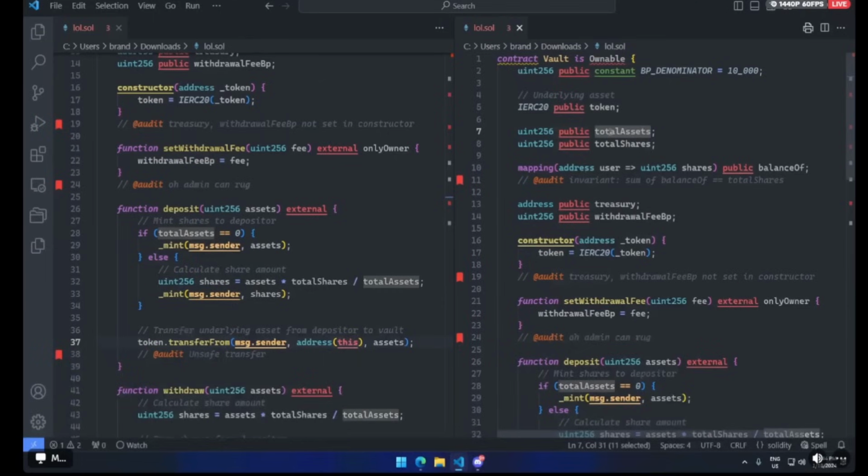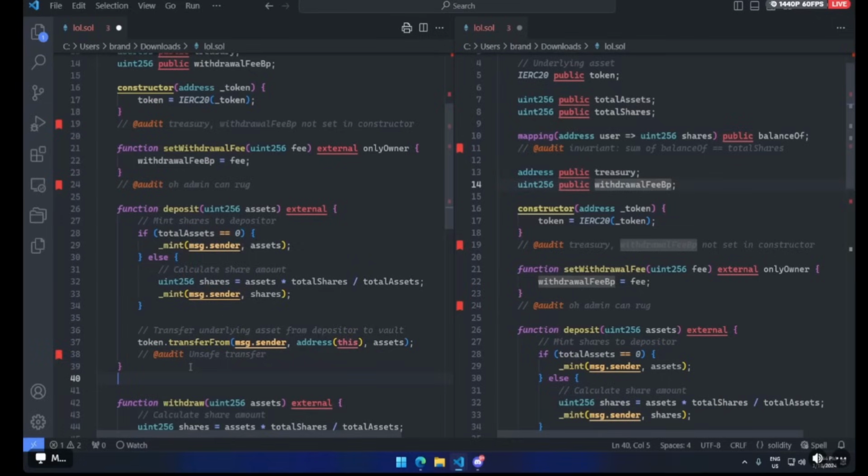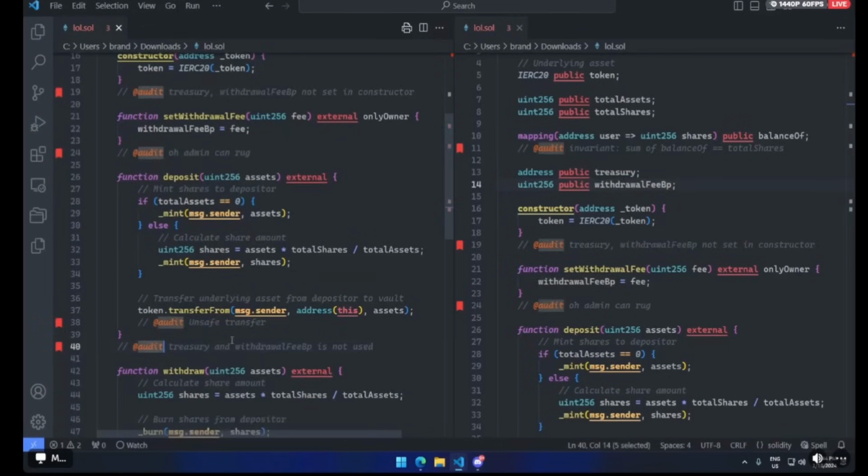Then I'll go through totalAssets. Yes, it's incremented. totalShares, yes, it's incremented also. balanceOf is also incremented. And then treasury and withdrawalFeeBP is not used and it's not updated, but that's fine. But sometimes if I'm not sure whether it should be used or not, I will note it here, like treasury and withdrawalFeeBP is not used. And later, once I have a better understanding of the code base, I will revisit this and see whether it is supposed to be used or not. If it's supposed to be used, then it's an audit issue. If it's not supposed to be used, then I'll put an audit okay to say that it's not used, but the code is correct.